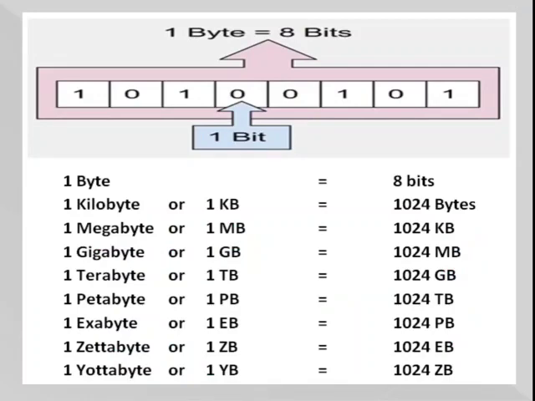Students, these are the bigger units of measuring memory. 1 byte is equal to 8 bits. 1 kilobyte or 1 KB is equal to 1024 bytes. 1 megabyte is equal to 1024 KB. 1 gigabyte or 1 GB is equal to 1024 MB. 1 terabyte is equal to 1024 GB. 1 petabyte is equal to 1024 TB. 1 exabyte is equal to 1024 PB. 1 zettabyte is equal to 1024 exabyte, and 1 yottabyte is equal to 1024 zettabyte.